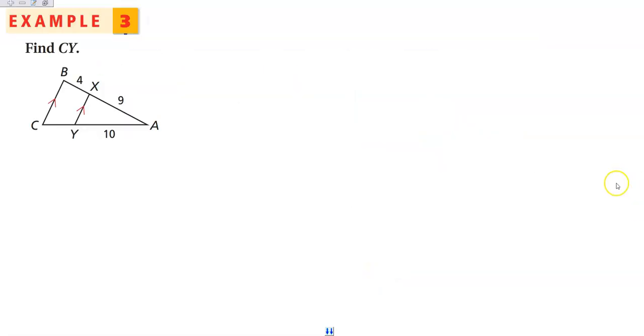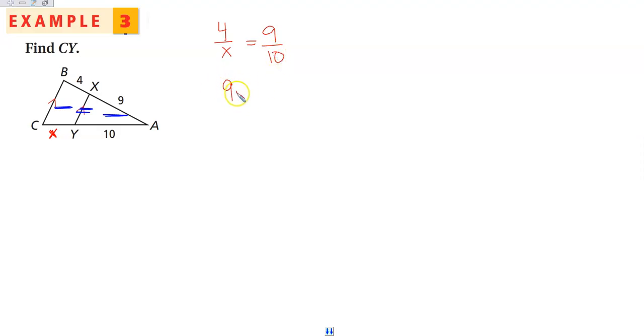So let's take a look at what that looks like. With this one, I want to find the length of CY. So I'm just going to call CY x here. And I am going to set up my proportion. I'm going to draw a fraction bar and an equal sign and a fraction bar. So what I'm going to set up is 4 over x is equal to 9 over 10.